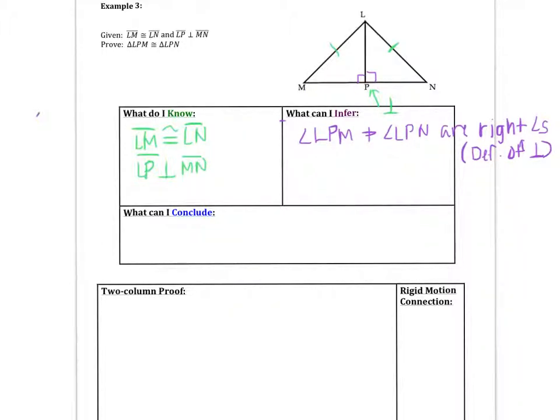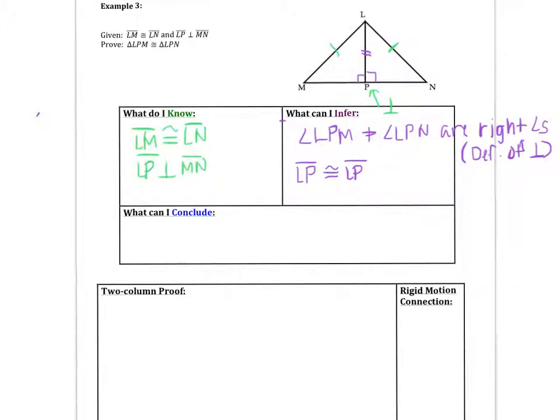Okay, I also know that this is congruent to this because that's the reflexive property. So LP is congruent to LP. And when I look at this, I see it's reflected, so that's why LP and LP, not LP and PL. Alright, so let's see if I have enough information.